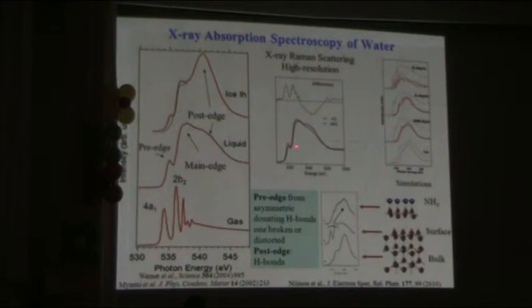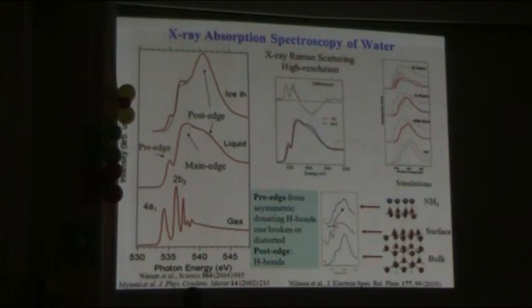Now, what we see is what we would expect from this difference. When we heat the liquid, we lose intensity in this region, which we call the post-edge. And that's the region that is strong in ice. And instead, we gain intensity in the pre-edge and the main edge. So intuitively, we would associate the pre-edge and the main edge with breaking hydrogen bonds.